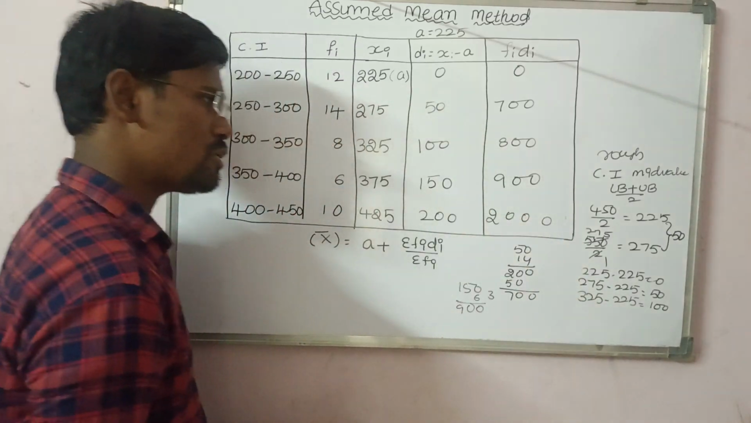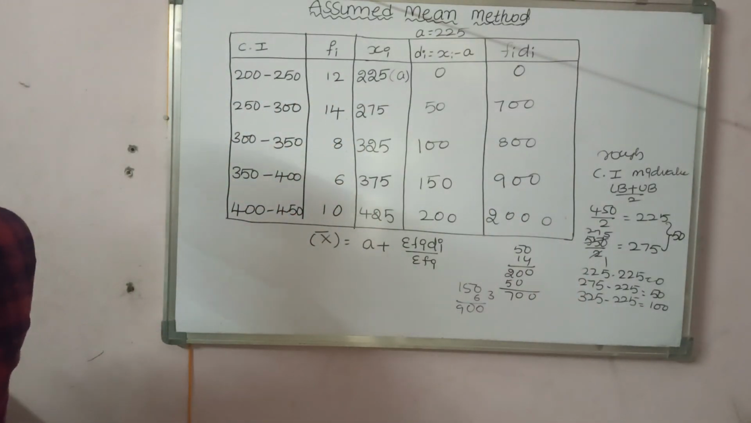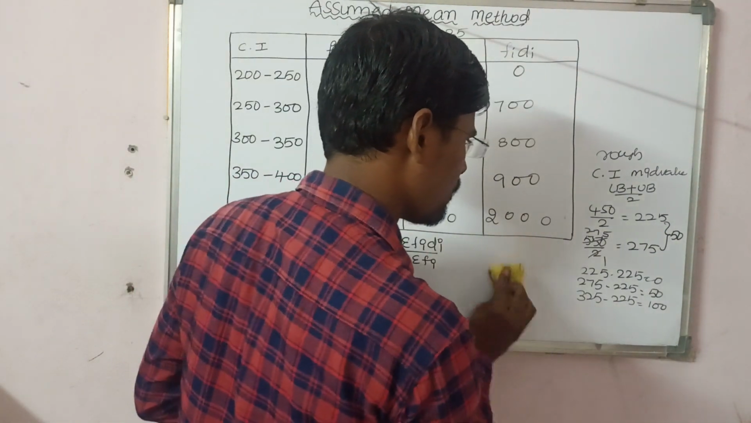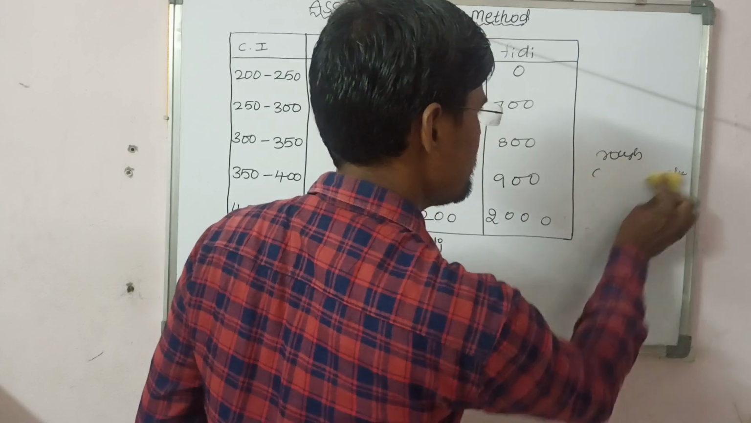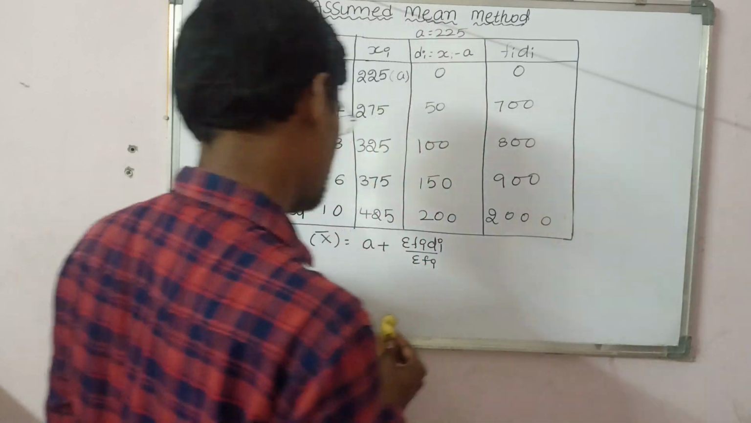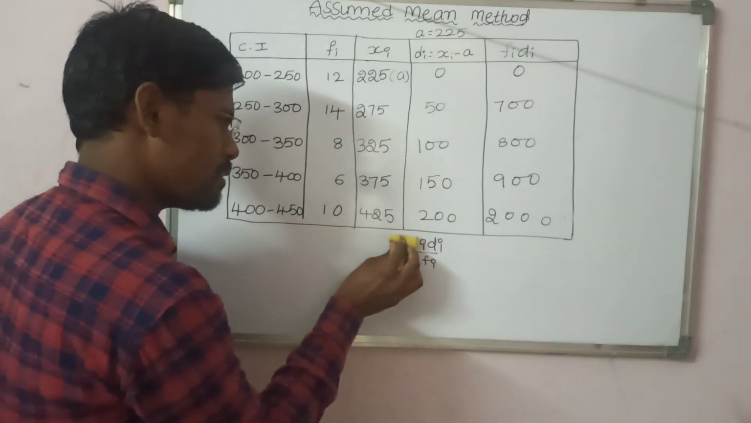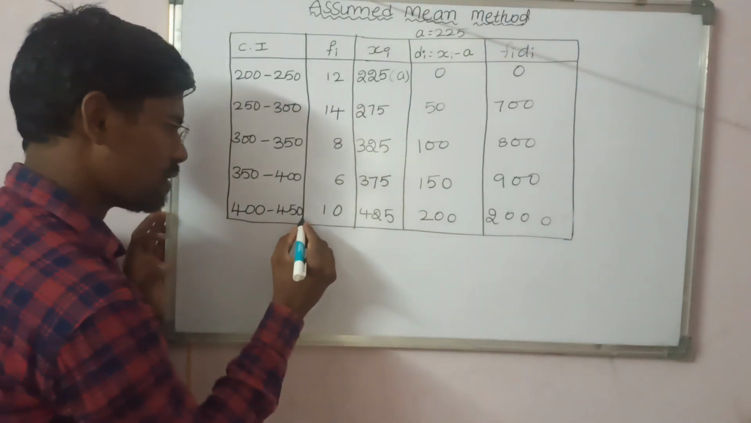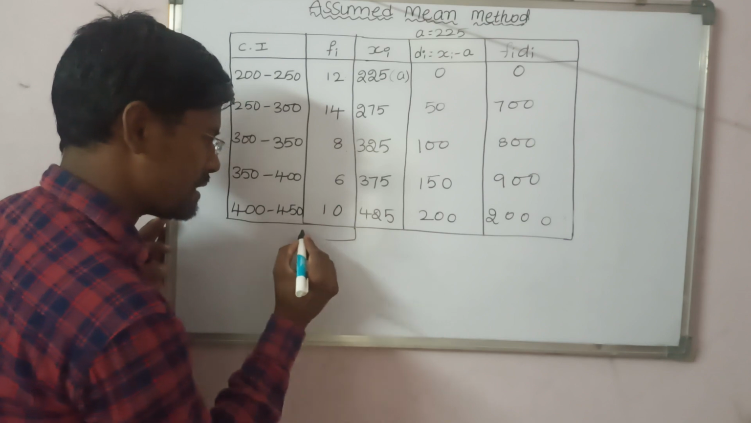Simple. Now we should find the total frequency and the total fi di value. Let's see how much we get. So I am going to find the total frequency here. Add up the frequencies, whatever they have given.